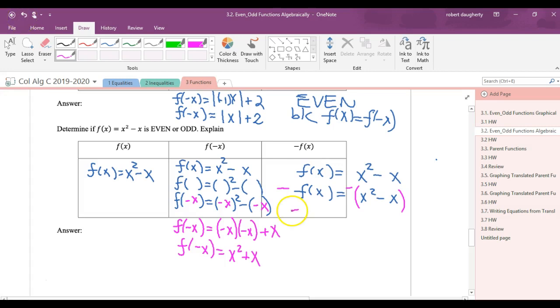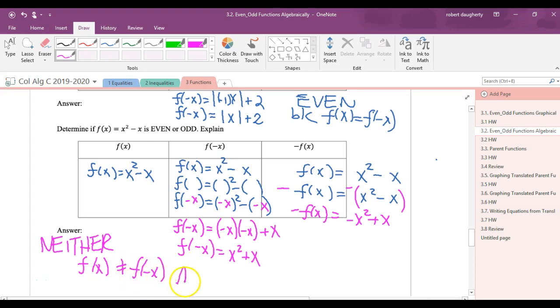So negative f of x is equal to what? Negative x squared plus x. Okay. Now, do these two things match? No. So I can just say this is neither. You can write neither even nor odd, but then the explanation why, it's because f of x, right there, does not equal f of negative x, and f of negative x does not equal negative f of x.